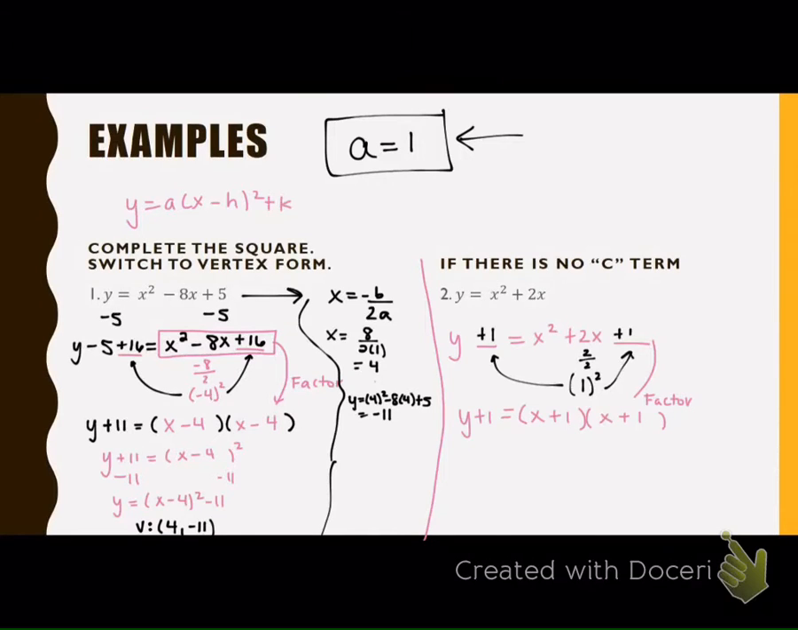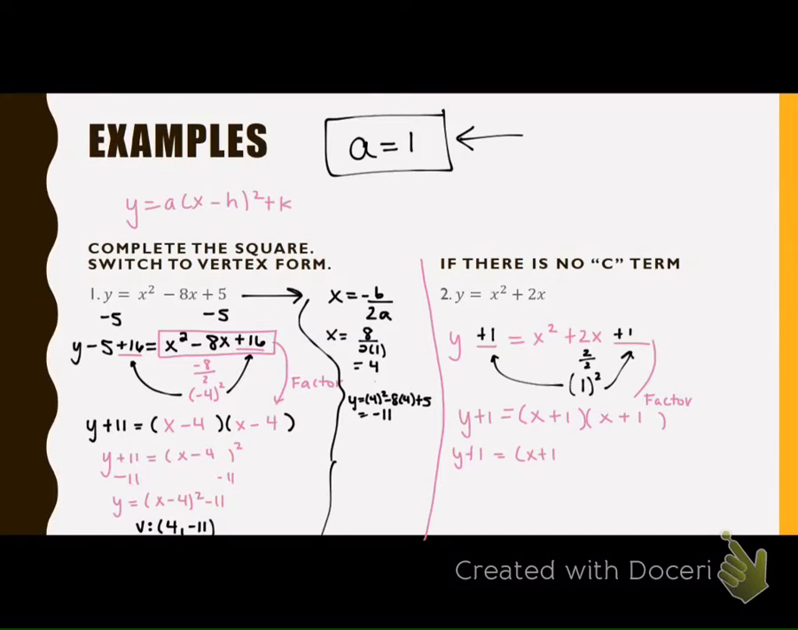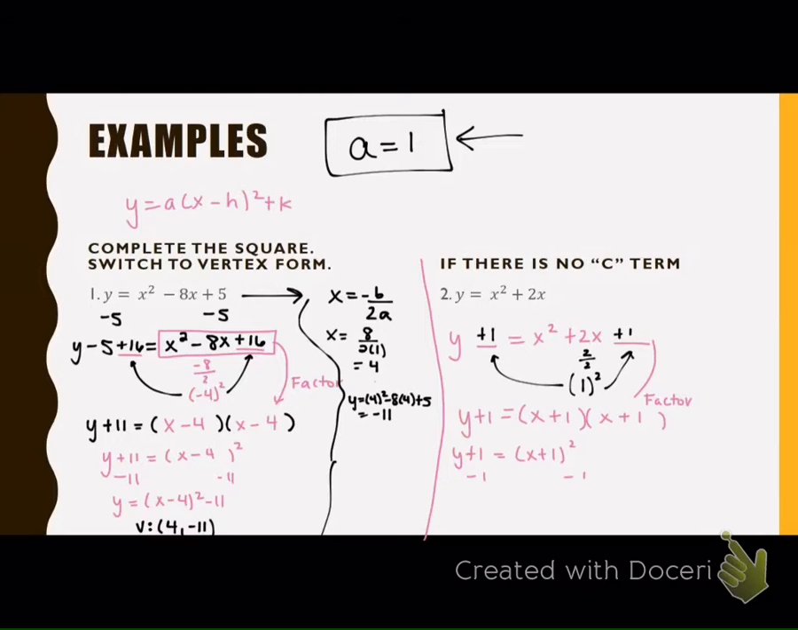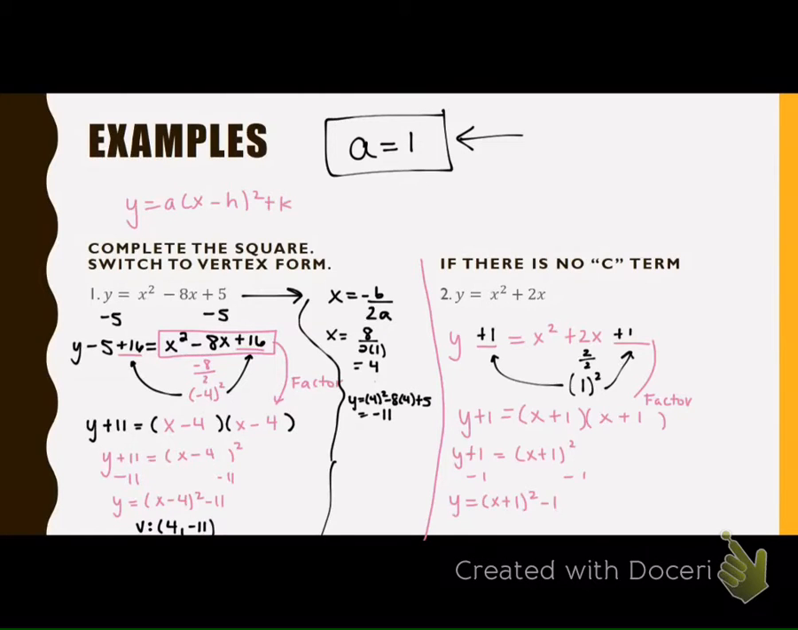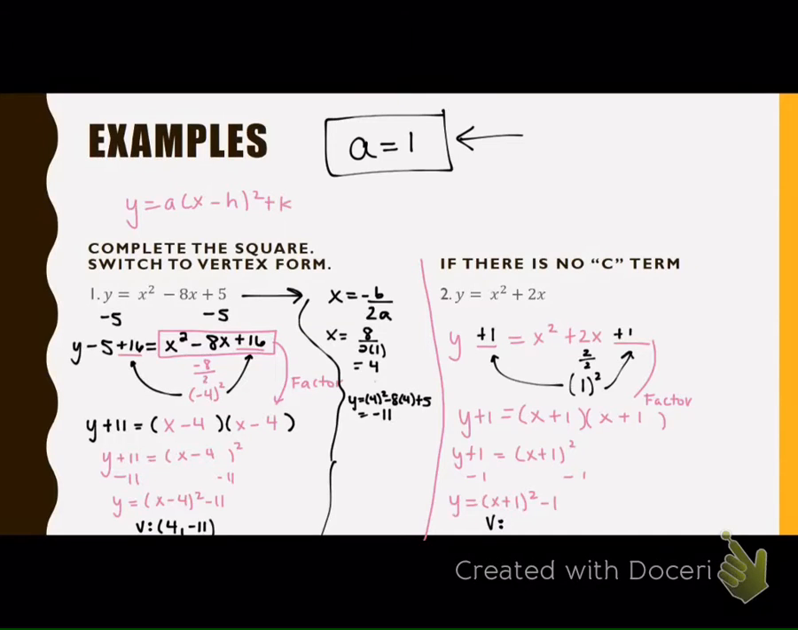So x times x is x squared. Yes. 1x and 1x is 2x, and 1 times 1 is 1. Is that the same thing times the same thing? So we can rewrite that as it being squared. How do I make that look like vertex form? Okay, so what is my vertex, Cassie, of this one?